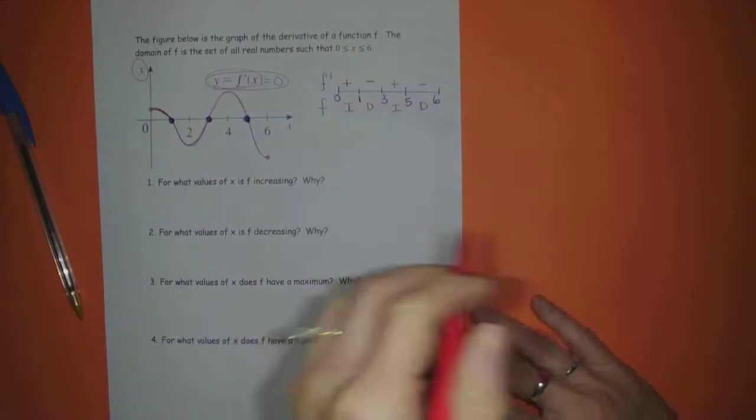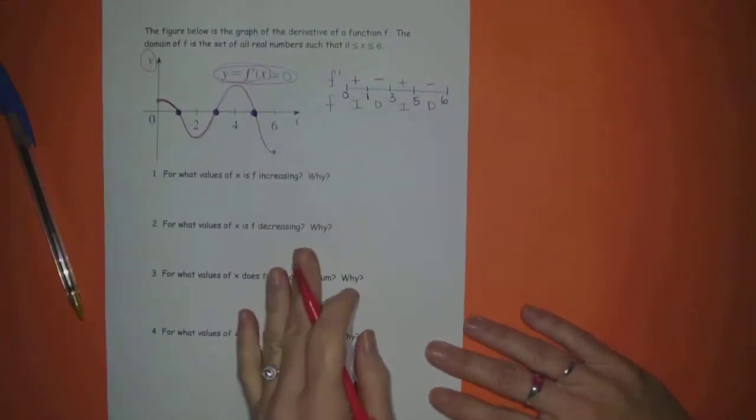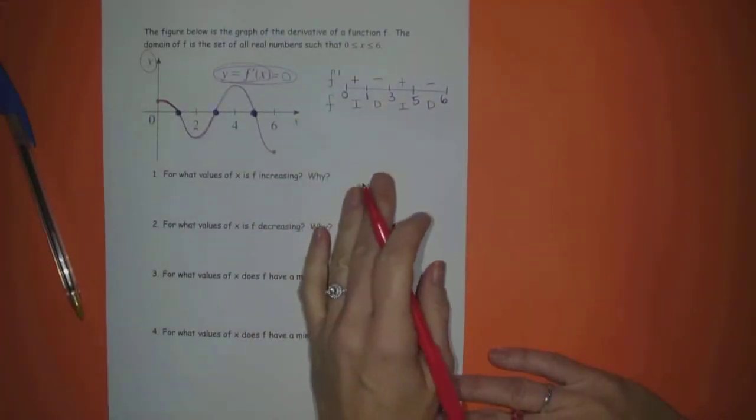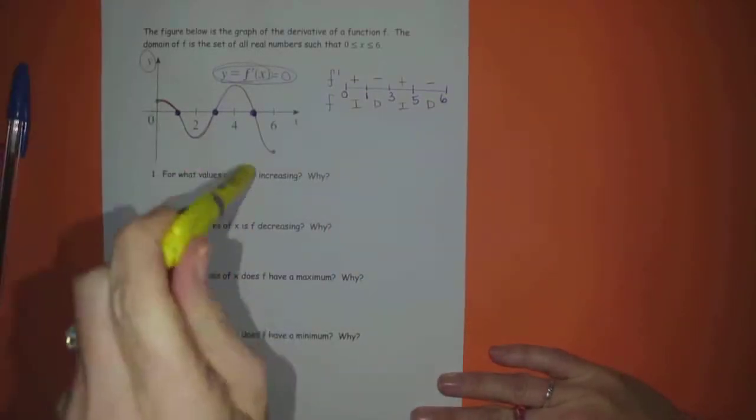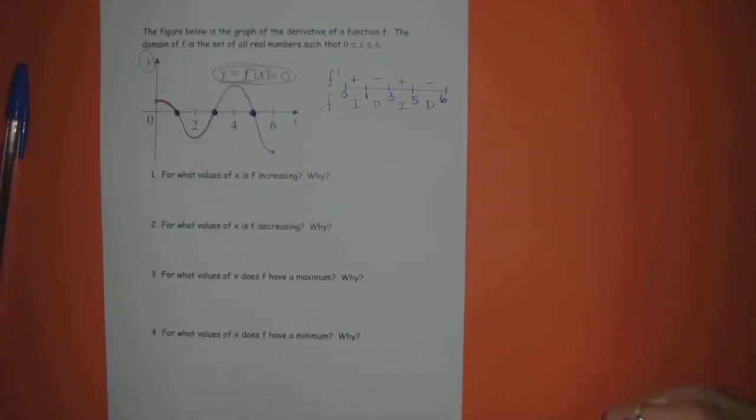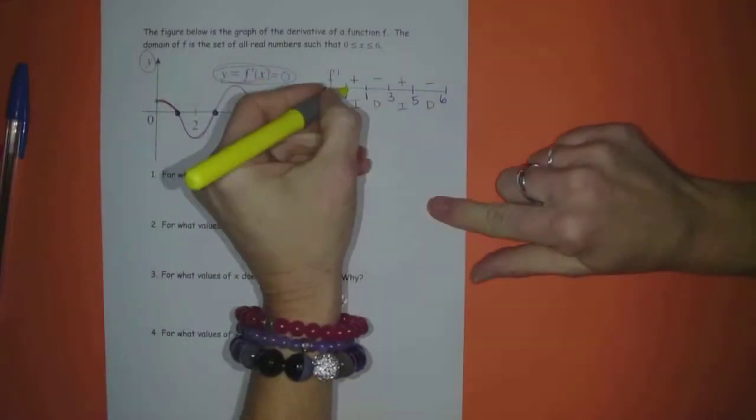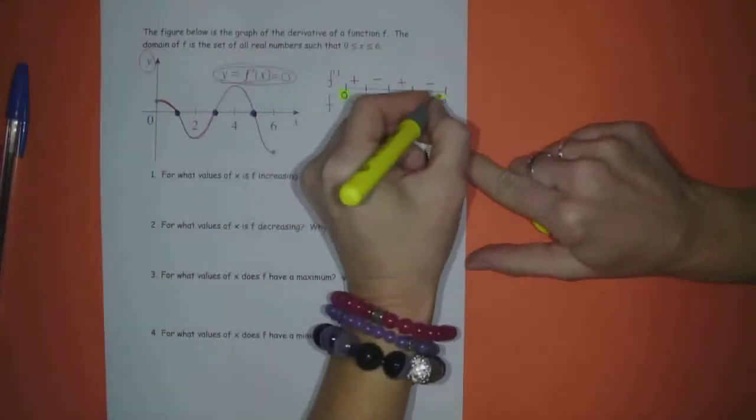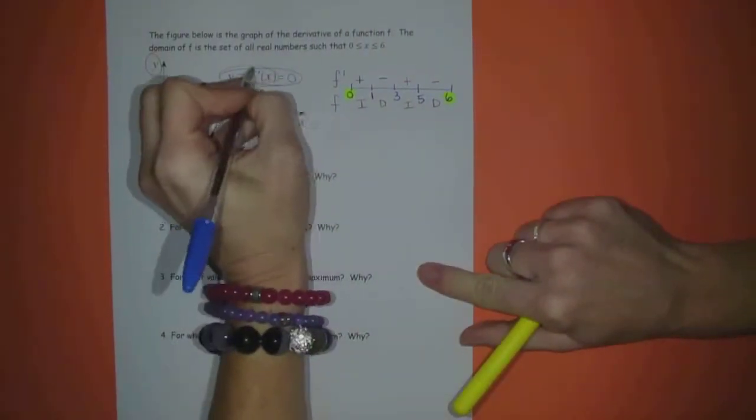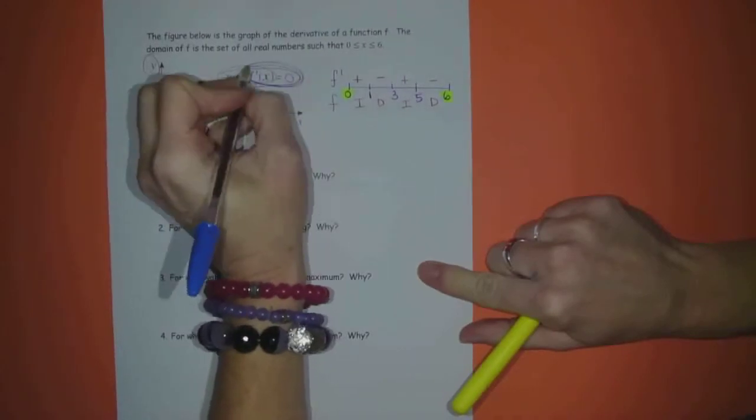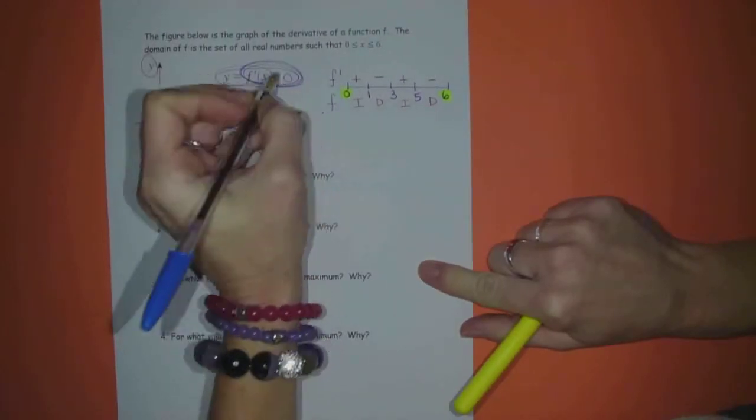So nothing so far looks different. So you might say, Ms. Callahan, why are you making this extra video? This isn't different. Well, but it is. Because this time, when we're answering these questions, we cannot forget these endpoints, 0 and 6. Even though, up until now, critical points always occurred when the derivative was 0.